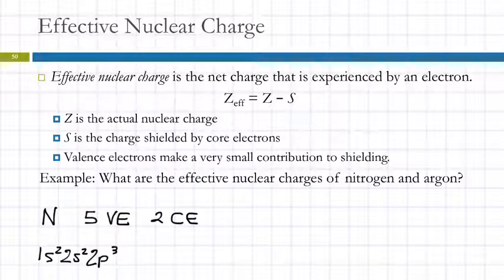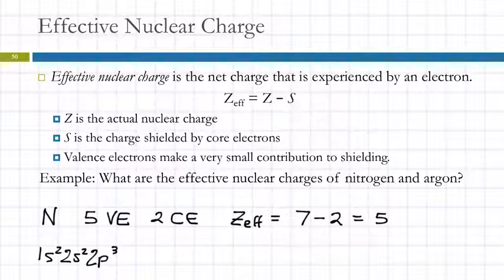So to calculate the effective nuclear charge, Z effective, we're looking at the charge on the nucleus. What's the charge on the nucleus for nitrogen? 7. It's got 7 protons. 7 protons, 7 electrons. So the charge on the nucleus is 7, and we're going to subtract the number of core electrons. So subtract 2, and so we get an effective nuclear charge of 5.